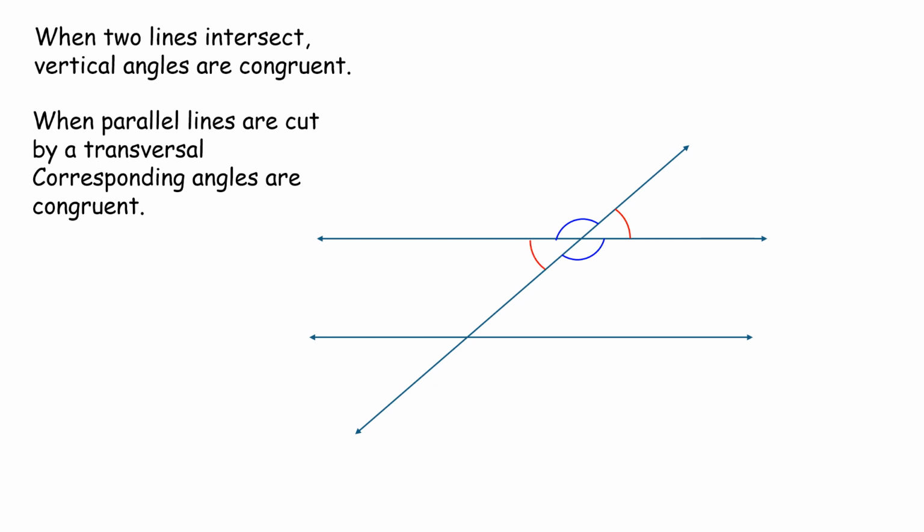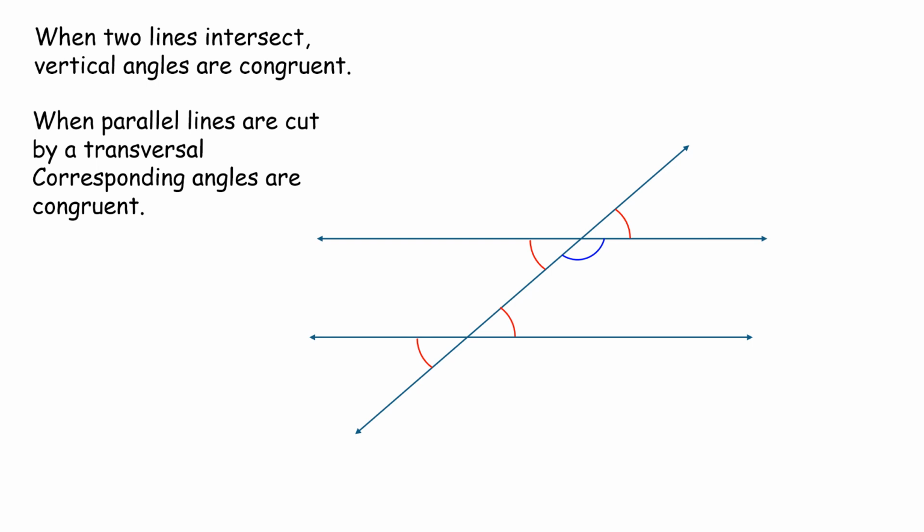So this red angle right here is below the horizontal line and to the left of the transversal. This red angle down here is also below the parallel line and to the left of the transversal. So those are called corresponding angles, and they are congruent. It just means that the transversal cuts the parallel lines in exactly the same angle in all positions. So this angle, this red one at the top, is also going to be congruent to this red angle, because both of them are above the parallel lines and to the right of the transversal.